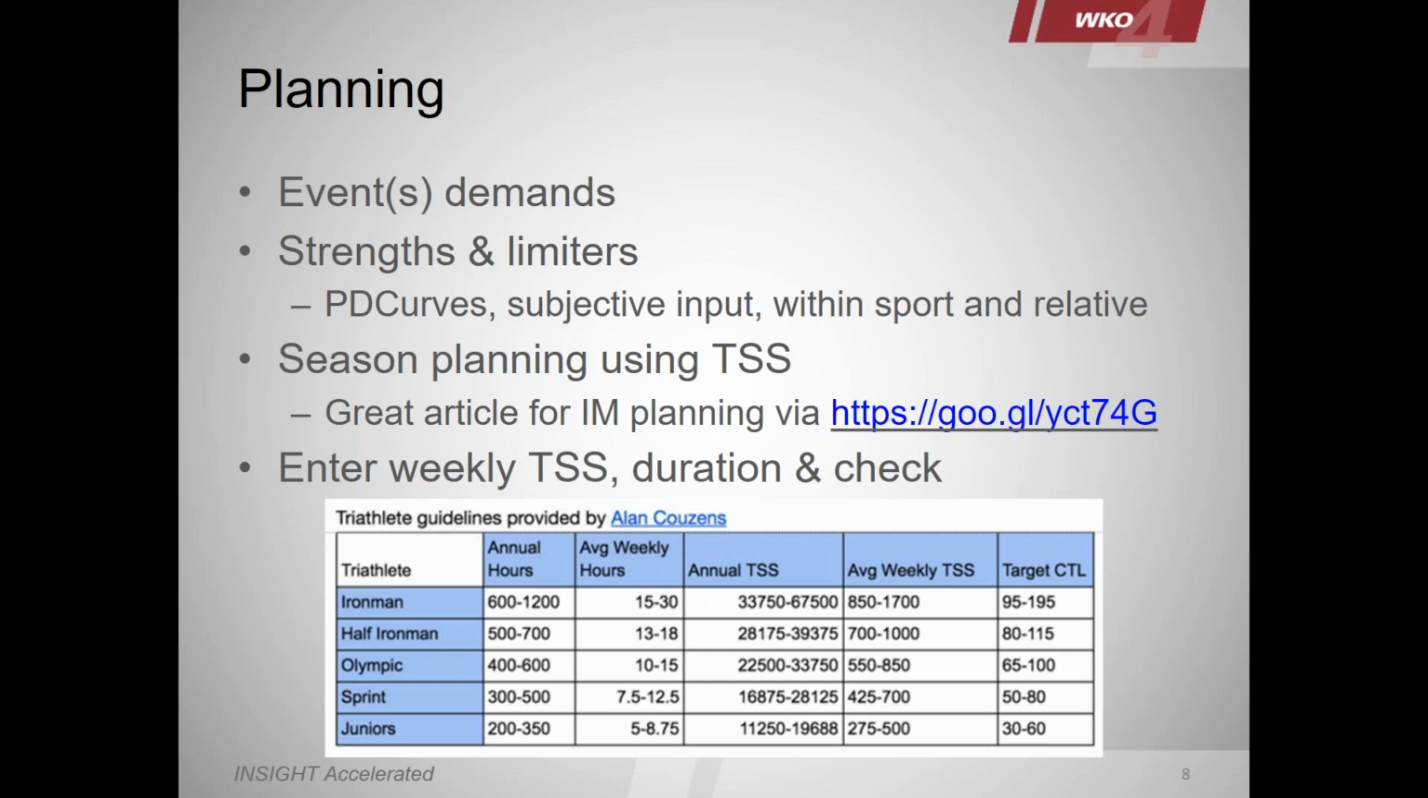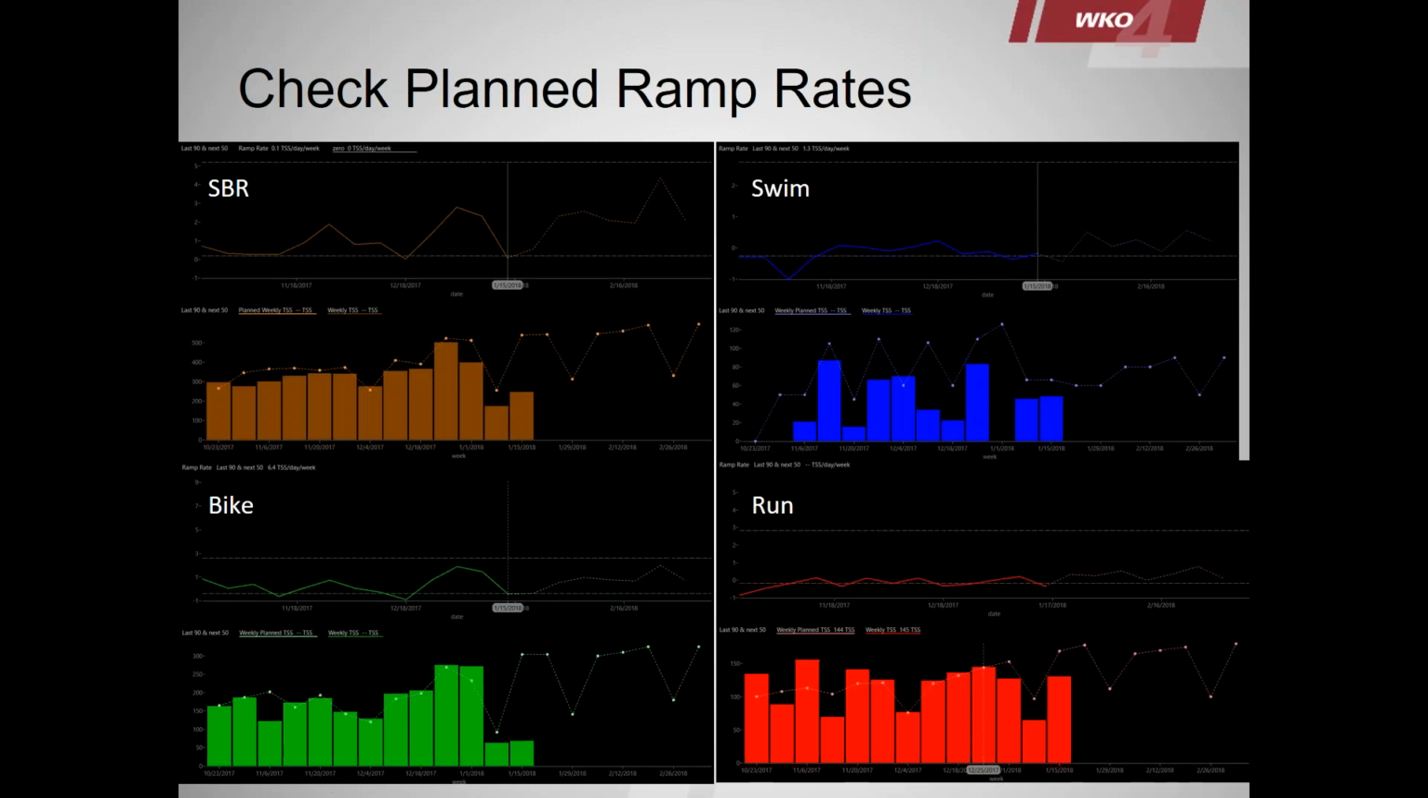Some people use the ATP feature in TrainingPeaks as well, but if you want it synced to WKO4, just put in a workout at the end of the week with the duration and the TSS, and then you can go in and check. How do those ramp rates look? That brings me to the next chart. We're going to bring up that ramp rates chart.